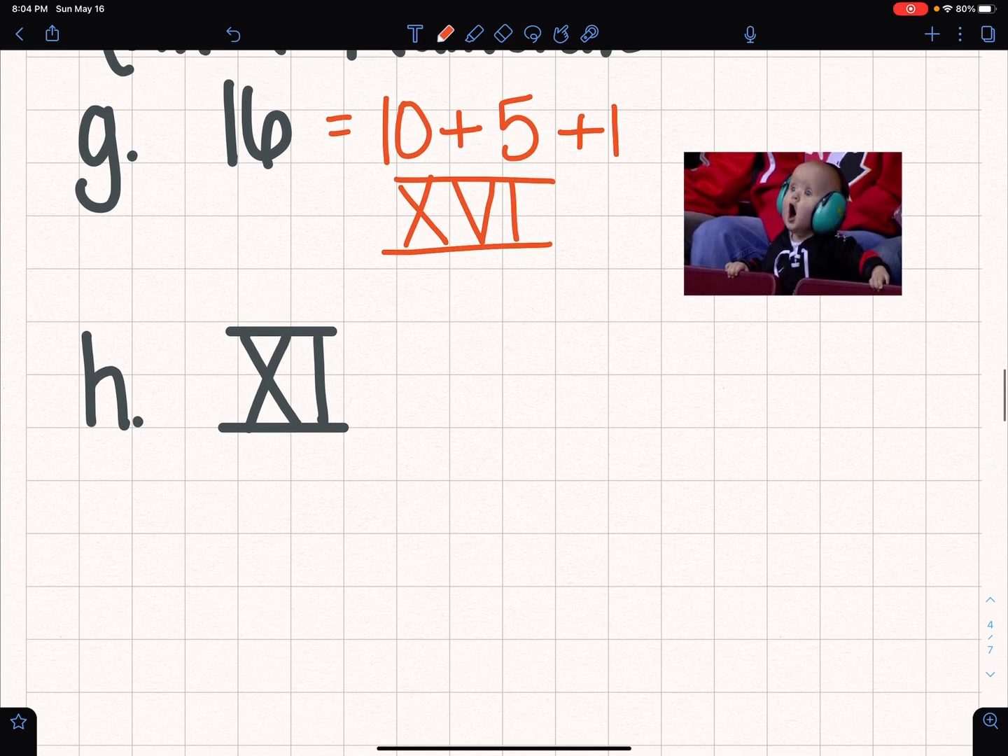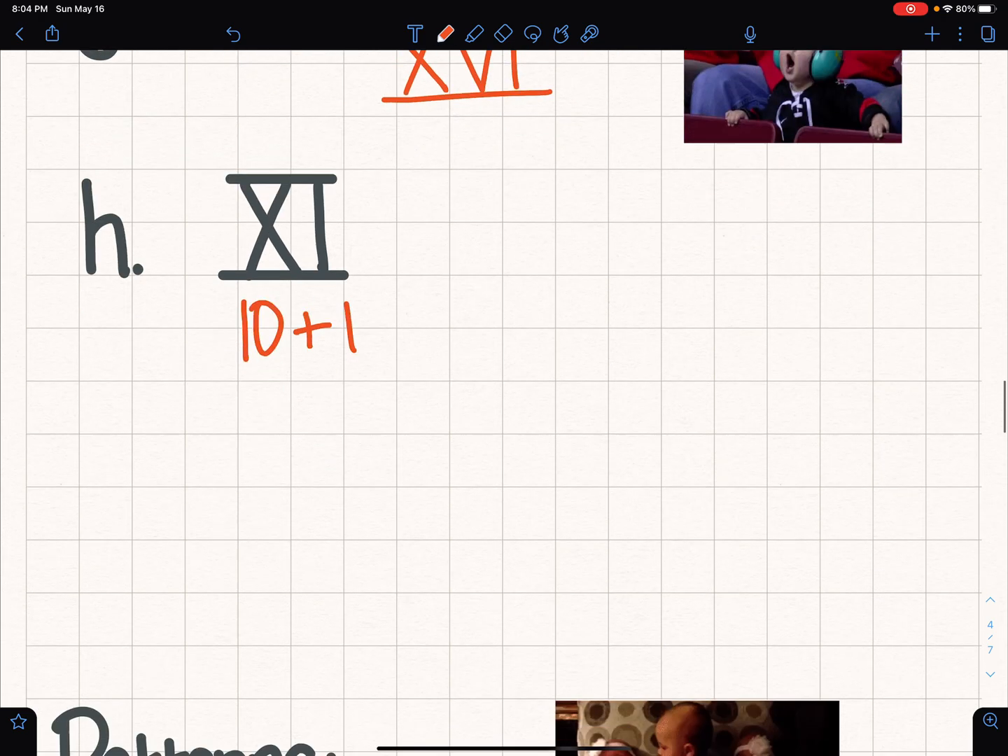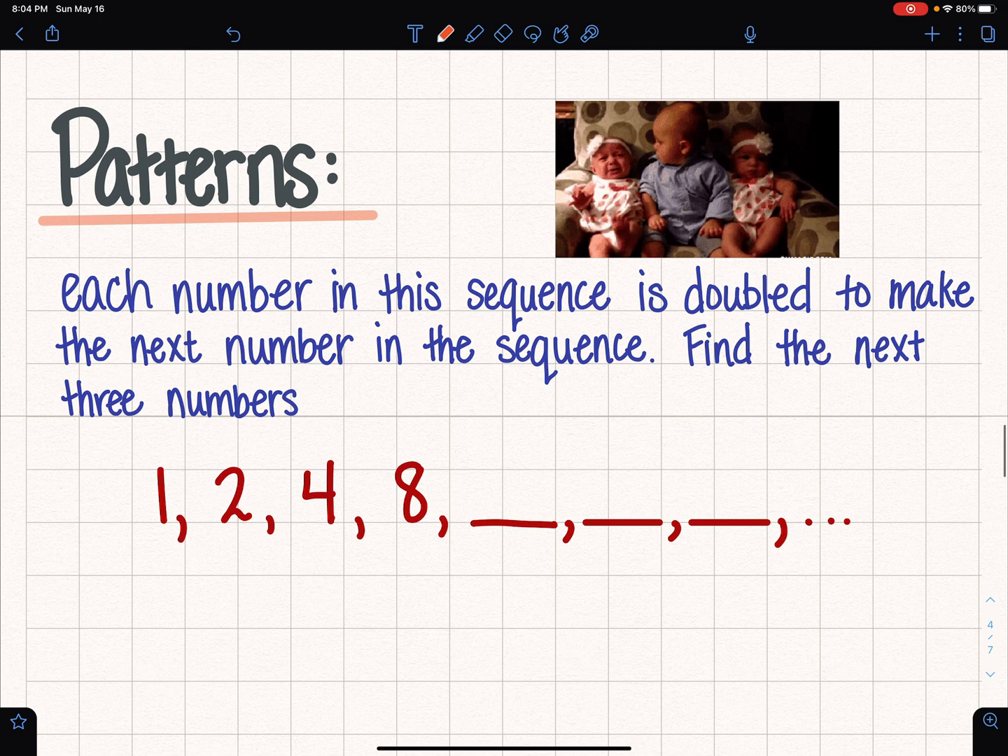Okay, what is H? I'm just going to help you on these because I know Roman numerals is really new to you. The X means 10, right? And that 1 means 1. Cool. Let's do some patterns.